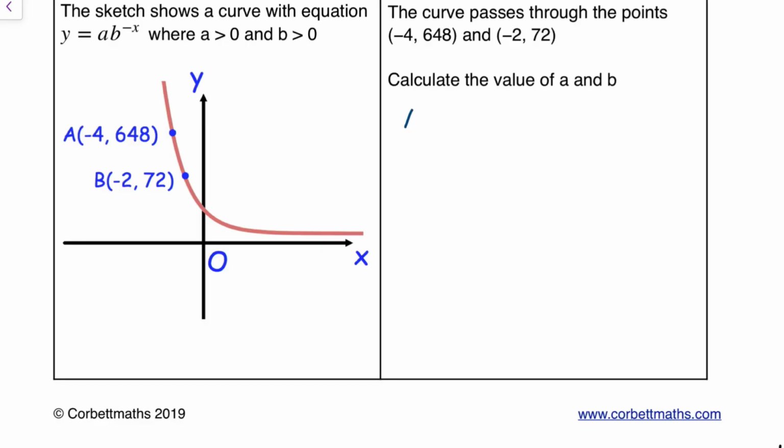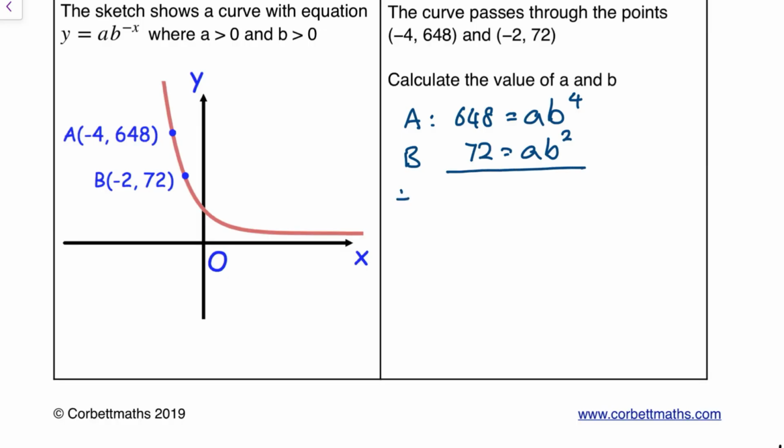So take point A. That's telling me that 648 is equal to A, that I don't know, times B, that I don't know, to the power of minus x, where x is minus 4, and minus makes a plus, so that's plus 4. So that's what I was trying to say, the negatives. Just be really careful with the negatives and double negatives. Let's do B. So B tells us that 72 is equal to A times B to the power of 2, and so that's giving me two equations.